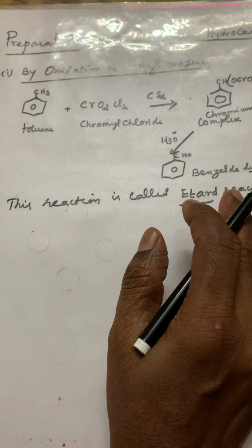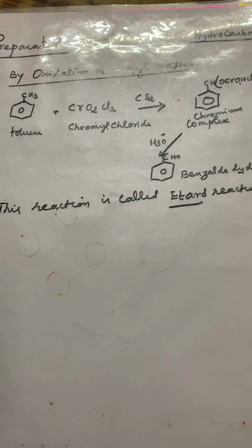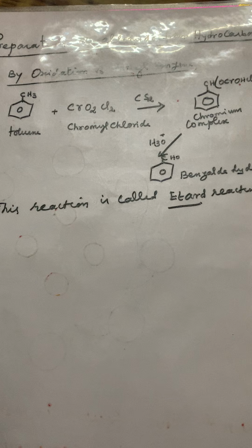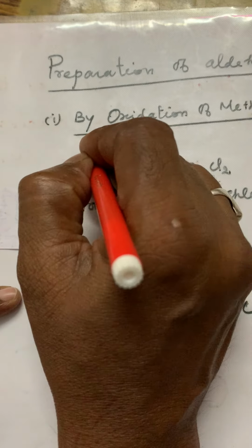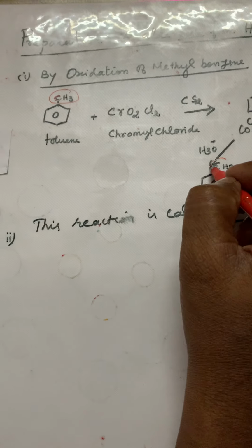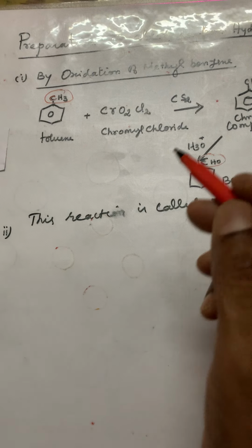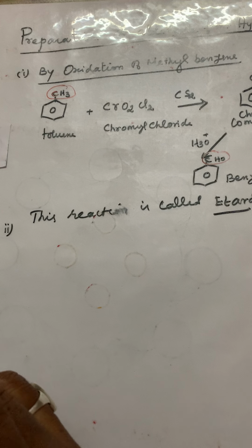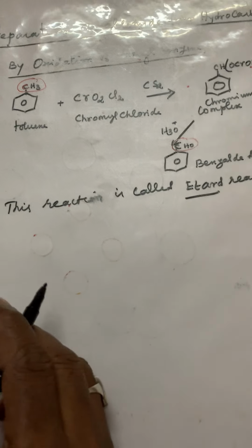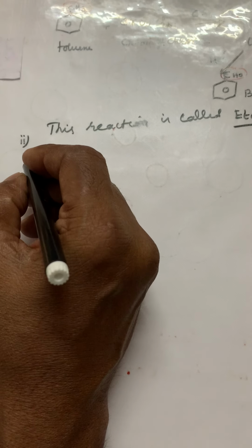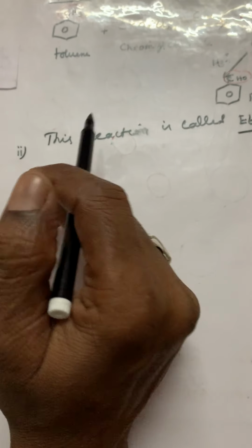Whenever a name reaction comes, you have to be thorough with the name reaction. Here it is converting toluene, CH3, to CHO. This conversion they can also ask: how do you convert toluene to benzaldehyde? They may ask the conversion.